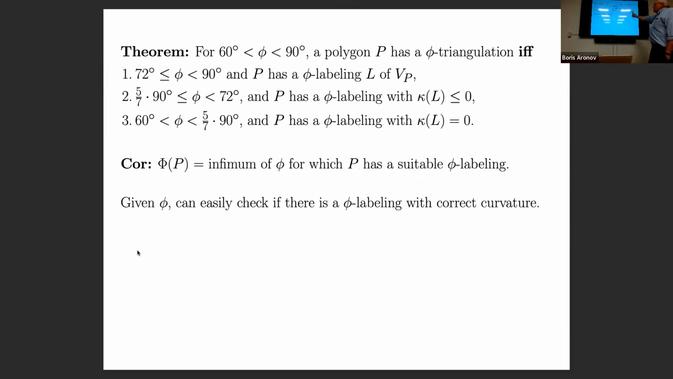So for a given polygon, phi of p, which was the best angle bound you could get for that polygon, it's the smallest phi that satisfies these conditions. So it's the infimum of these. Now I have several slides about how to compute what this optimum is.